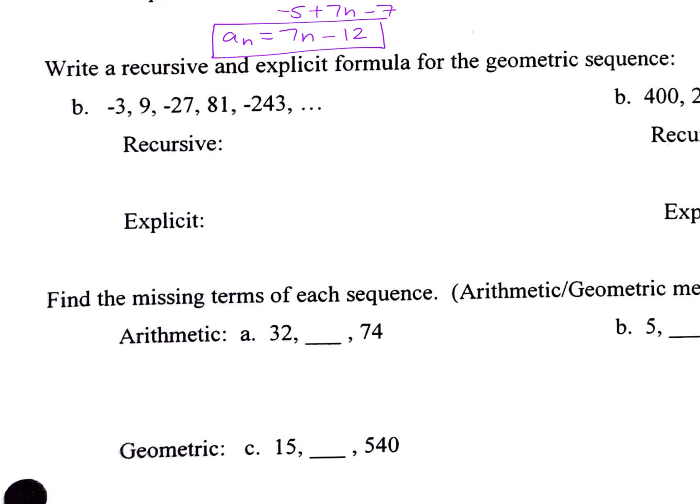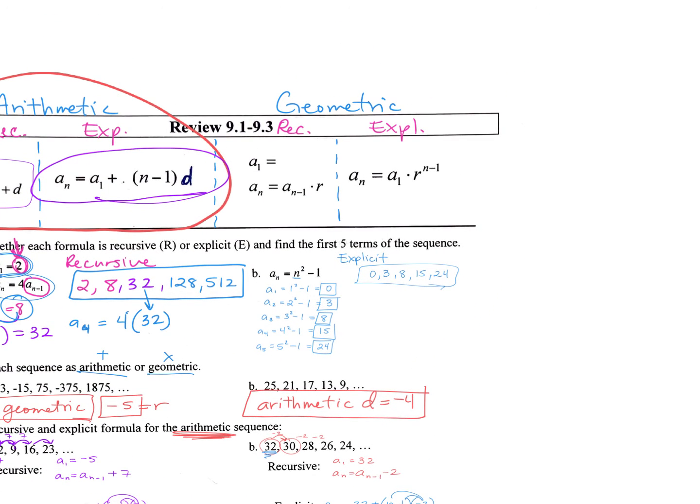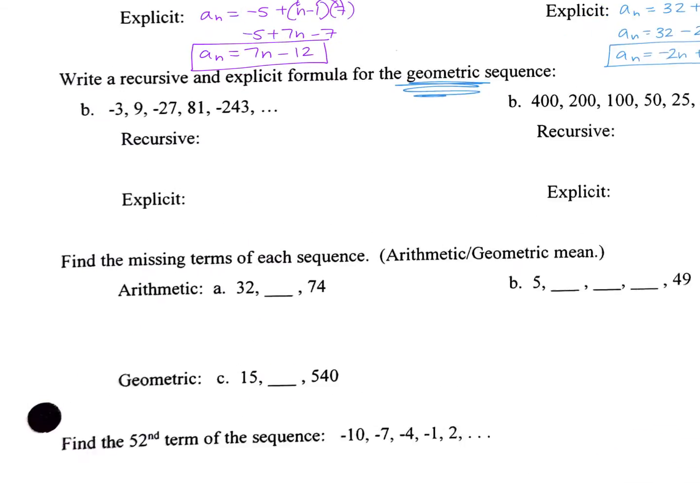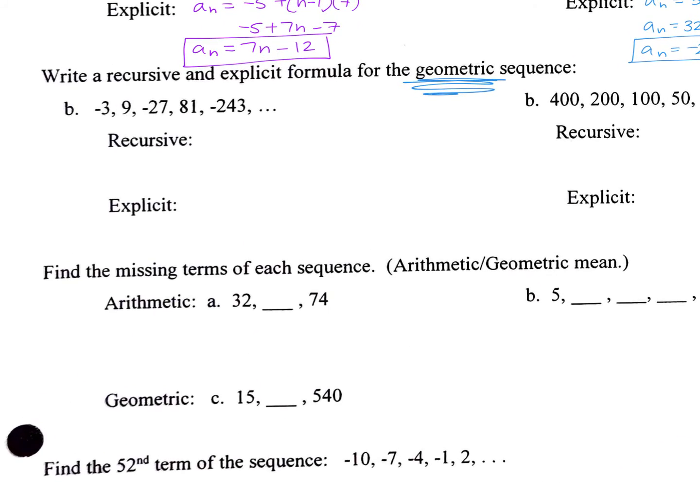Okay, this one, write a recursive and explicit for the geometric sequence. Again, I'm telling you what type of sequence it is here. So you can look up here and go, oh yeah, that means I'm using these two formulas, okay? So recursive starts with what? The negative 3. A sub 1 is going to be negative 3.